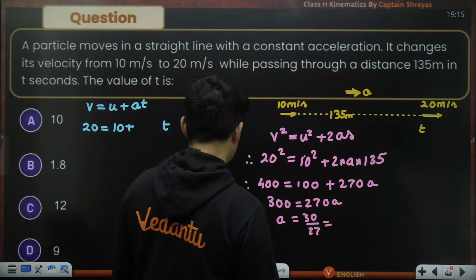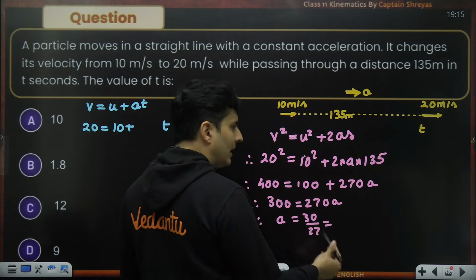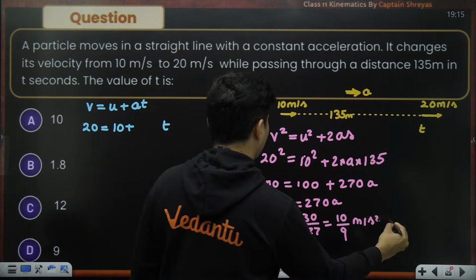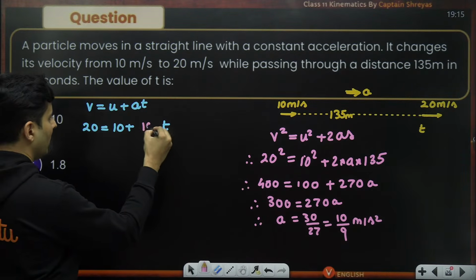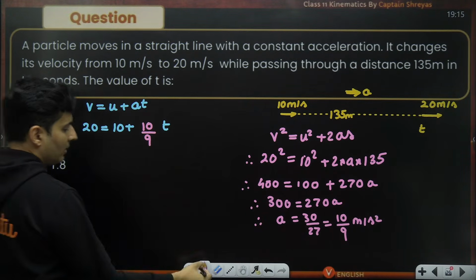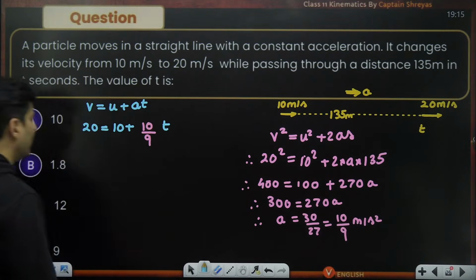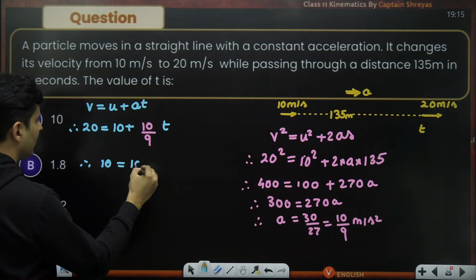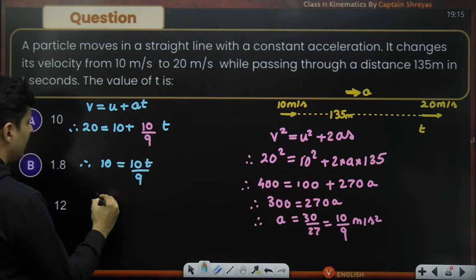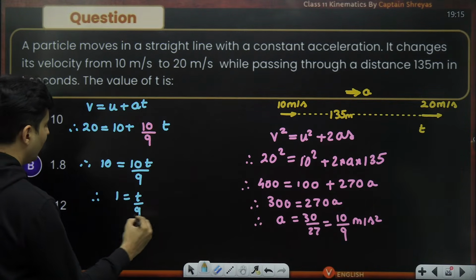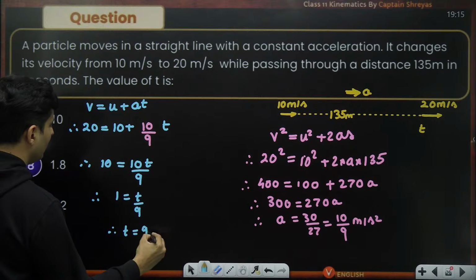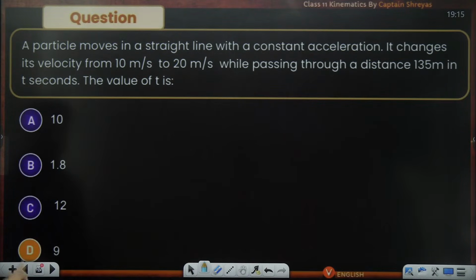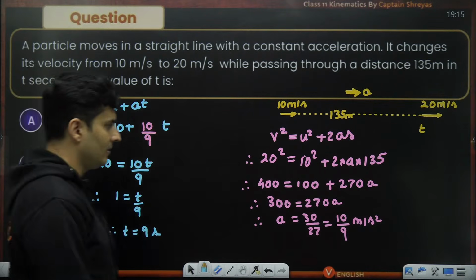Now 30 by 27 is divisible by 3. So it will become 10 divided by 9 meters per second square. So put that acceleration over here, 10 by 9. Now it kind of makes sense. So this 10 goes over here, becomes 10. So 10 is equal to 10t by 9. 10, 10 cancels. So 1 is equal to t by 9. Therefore, t is equal to 9 seconds. My job is done. And hence the answer is D for AIIMS Delhi, 9 seconds.